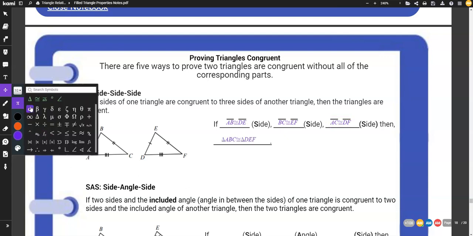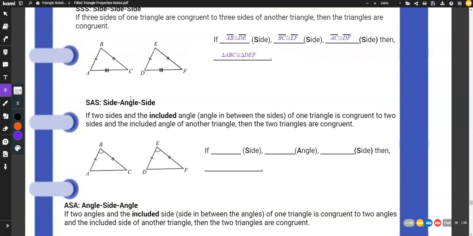The next way we can do this is called side angle side, SAS, and you never have to write it out as side angle side. It is always acceptable to say SAS. Now, if 2 sides and the included angle, and I have given you here the definition of included, in this case the angle in between the sides of one triangle, is congruent to 2 sides and the included angle of another triangle, then the 2 triangles are congruent. So again, included, it has to be between the sides.